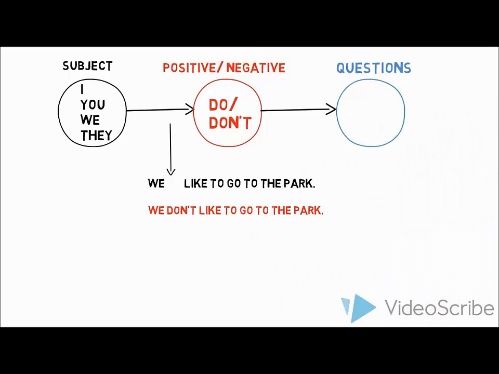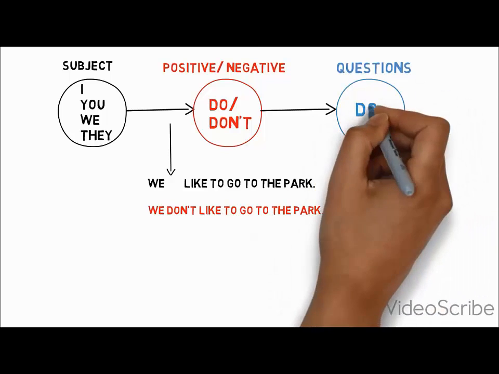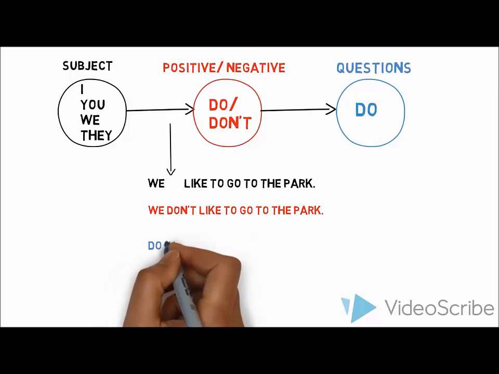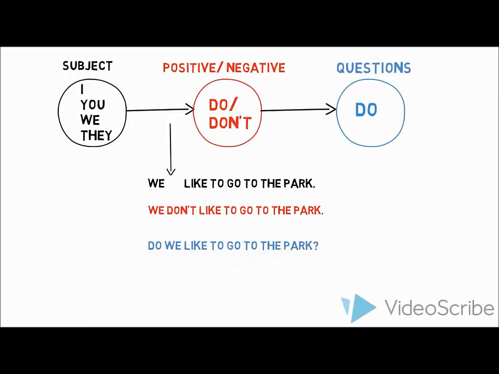For question, we use do. Now, can you tell what is the difference here? Yes, the subject and the auxiliary have changed places, and the subject now comes second, and the verb comes first. Do we like to go to the park? To answer this question, you may reply in the positive, I like to go to the park, or the negative, we don't like to go to the park.